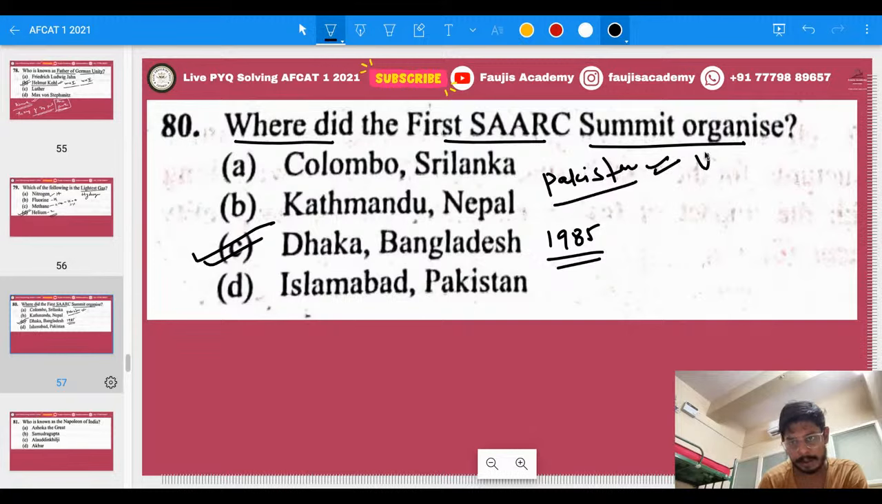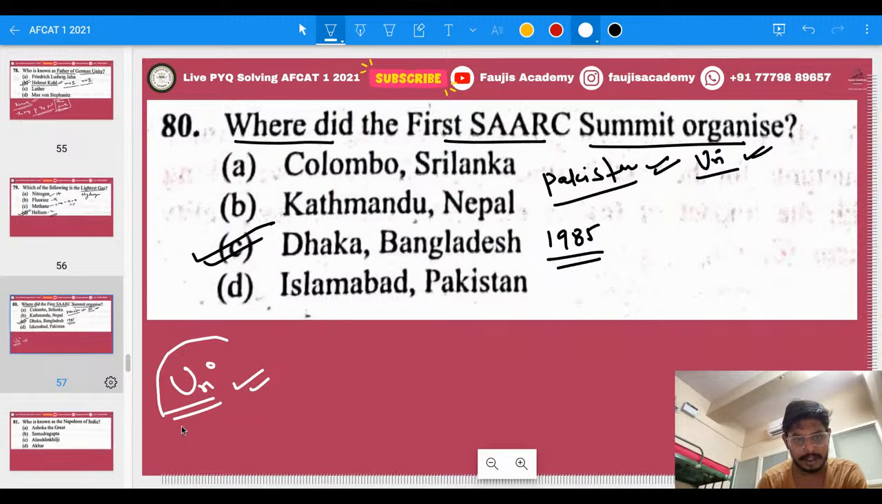Why? Because of the Uri attack, India boycotted, right? And over there, I don't know whether it was Pervez Musharraf or somebody else, he invited PM Modi, saying, sir, please come, the Uri attack has happened, let's discuss why all this has happened. Yes, Ture Alvin, absolutely correct. Dhaka is the correct one, right?